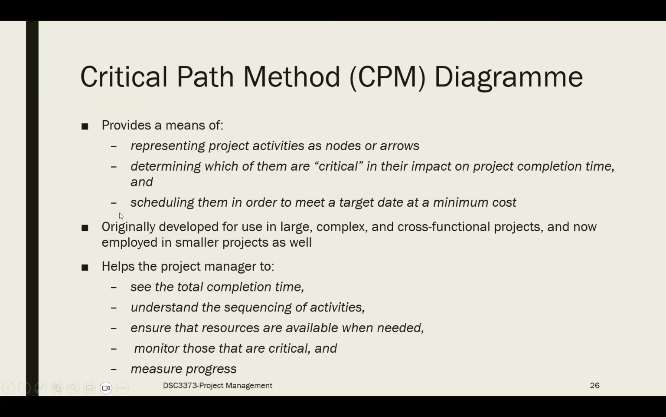Right. So the critical path method, you have already discussed this. So I'm not going to go into detail about it. So we know you can use nodes or arrows and determine which of the activities that you have in the project are critical, right? And you can schedule them in order to meet a particular target date and at a minimum cost, right?